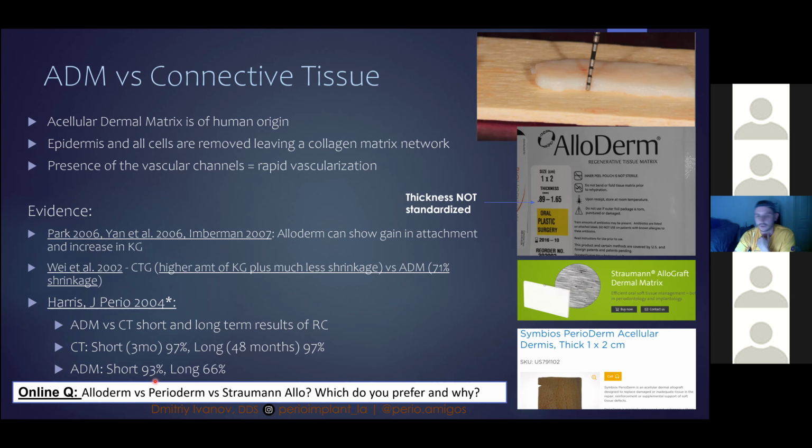So pretty similar, right? In the high 90s, mid 90s. In the long term, though, if you're looking at a few years have passed, as you can see, the connective tissue is still 97%. We're still covered. Roots have not receded since.